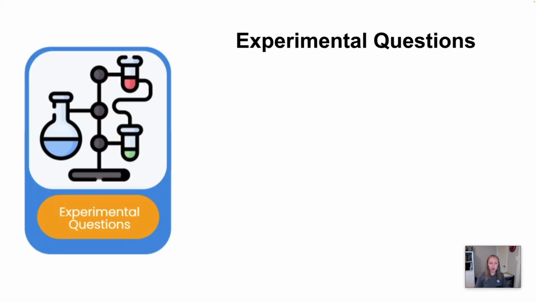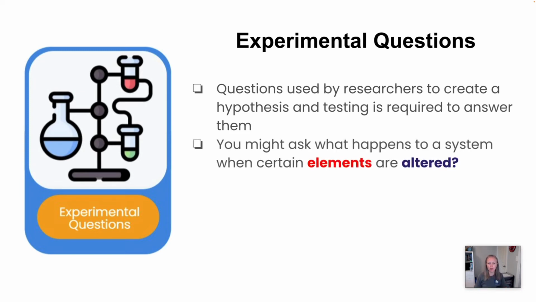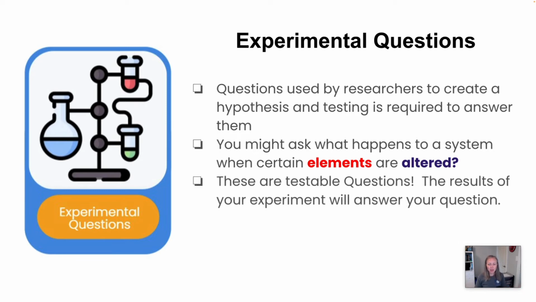The final type of question is experimental questions. And so these are questions that are used by researchers to create a hypothesis, and testing is required to answer them. So what you might ask, what happens to a system when certain elements are altered? So if you change something, what happens to that system? These are testable. These are the kinds of questions you want in science, and the results of your experiment will help you answer your question.